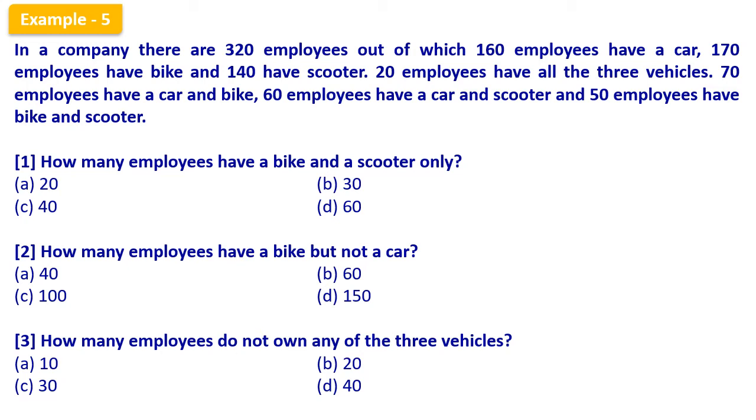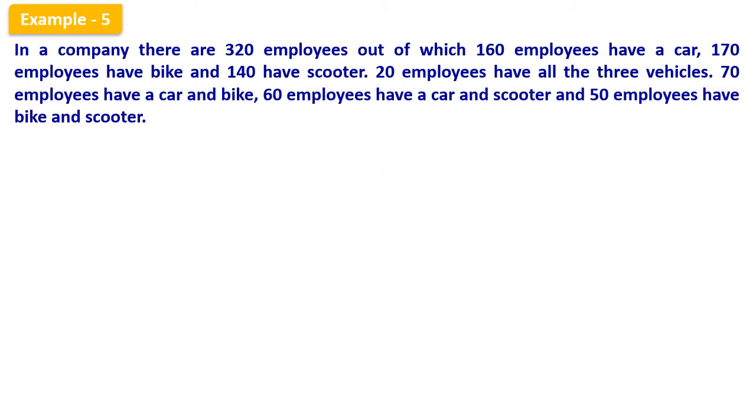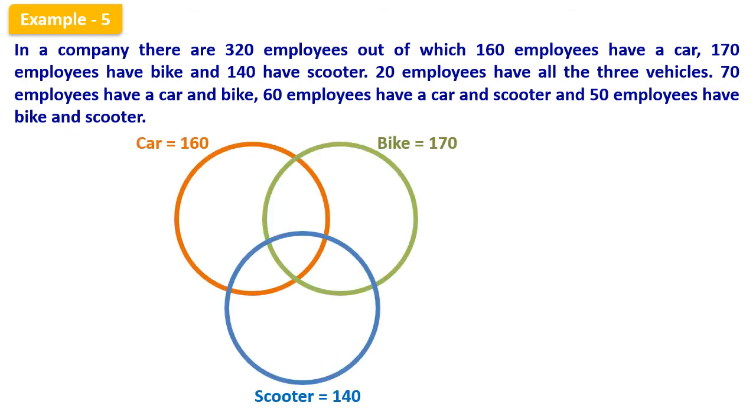So on the basis of this given data, you need to construct a Venn diagram, fill the Venn diagram with all appropriate values, and answer these questions. Let us learn how to construct a Venn diagram for this particular question. So we will make 3 circles, one for car, second for bike, and third for scooter. जिसमें clearly बोला है 160 employees have car, 170 employees have bike, and 140 have scooter.